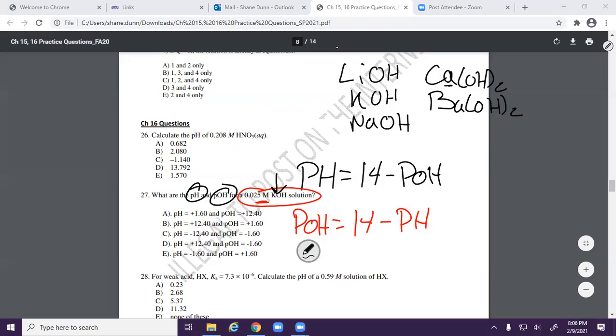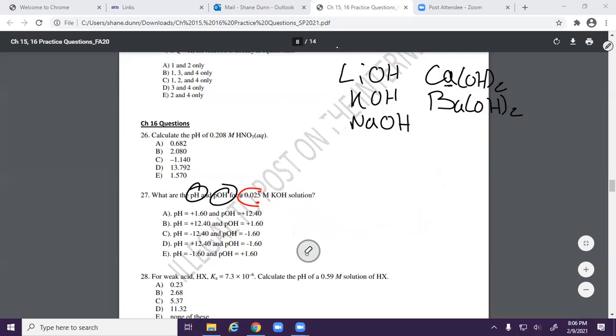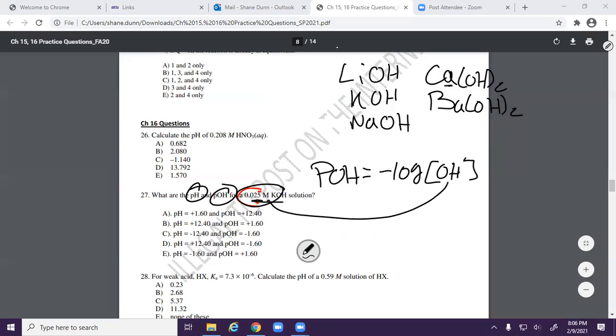Okay. So, erase this real quick. This is a strong base. It dissociates 100%, right? Which means our pOH is just going to equal the negative log of our concentration of OH, which is just this compound's concentration. Plug that in. Tell me what you get for the pOH. So the pOH is 1.6.